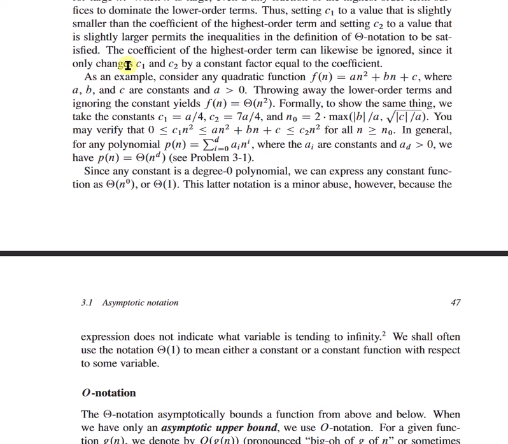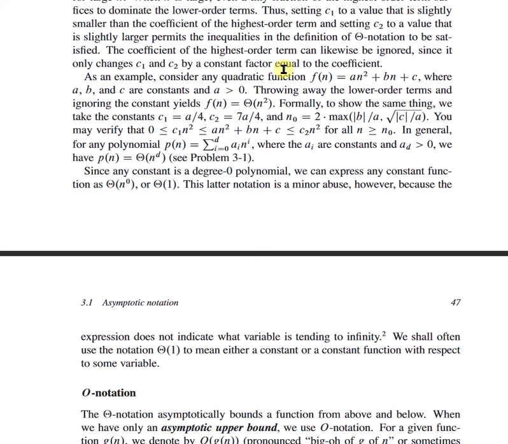The coefficient of the highest order term can likewise be ignored since it only changes c1 and c2 by a constant factor equal to the coefficient. As an example, consider any quadratic function f of n equal to a n square plus bn plus c, where a, b, c are constants and a is greater than 0. Throwing away the lower order terms and ignoring the constant yields f of n equal to theta of n square.